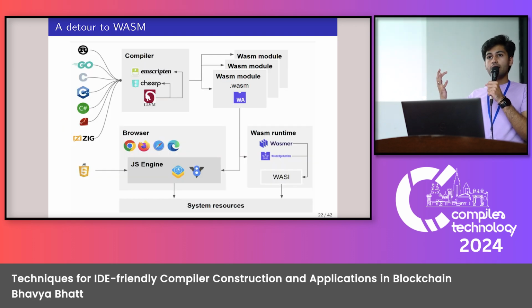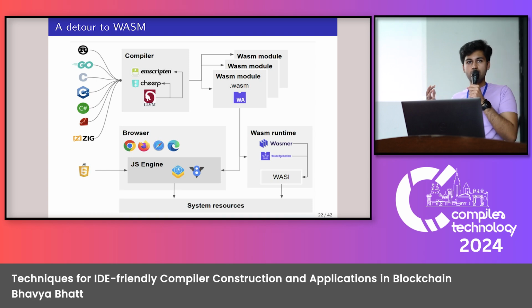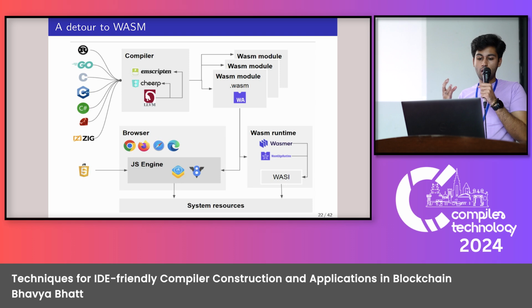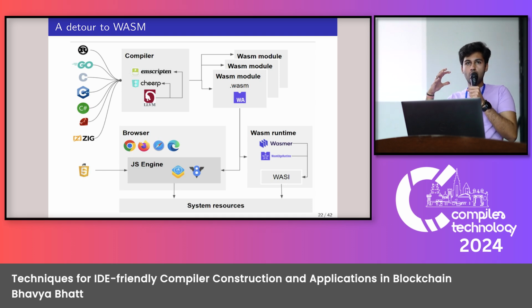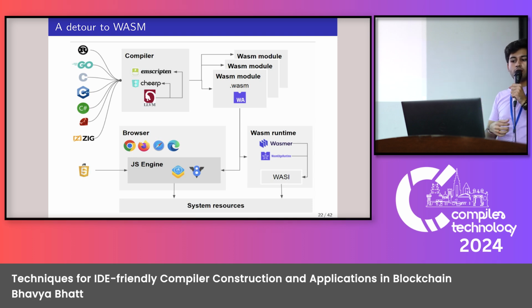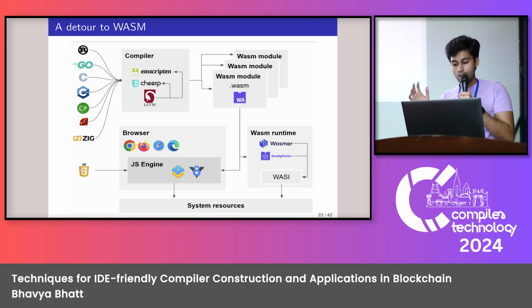Specifically, LLVM targets WebAssembly, so all the languages which compile to LLVM or target LLVM IR can be compiled to WASM. WASM is just a binary instruction format which can be executed in a runtime, either in the browser or as an independent runtime, like Wasmer, Wasmtime, and so on.